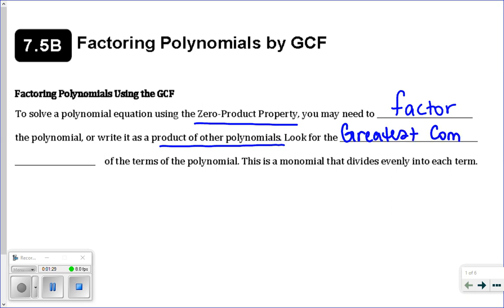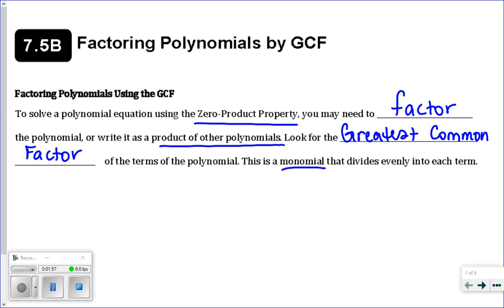common factor among all your terms. Okay, so when I say GCF, this is what I'm referring to. What's the greatest common factor among the terms in the polynomial? So this is essentially a monomial that divides evenly into all of your terms. And in fact, it's the greatest monomial that will divide evenly into the terms.